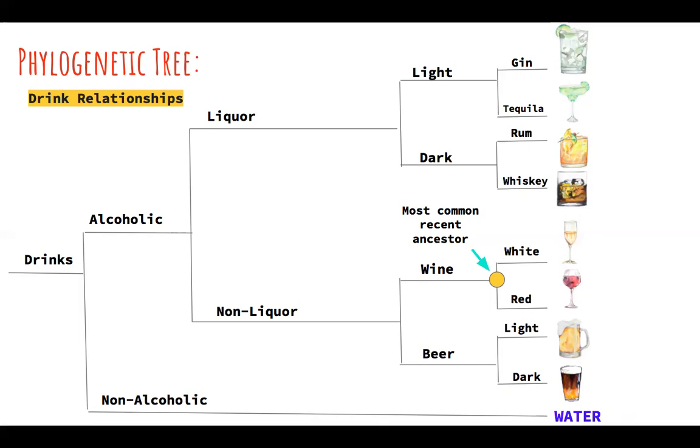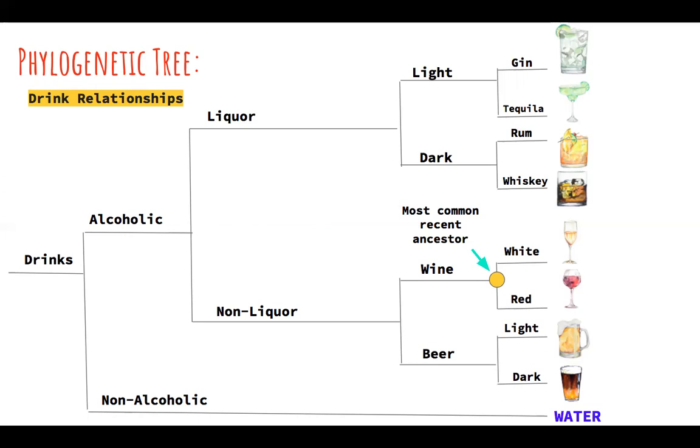With our non-liquor drinks, cladogenesis occurs, and we have a divergence into wine on the top bars and beer on the bottom bars. The wine separates again into white variations and red variations. Similarly, beer on the bottom separates with cladogenesis into light and dark beers.